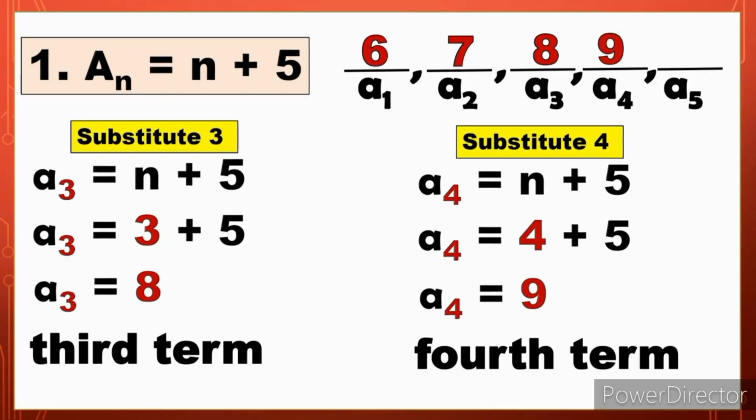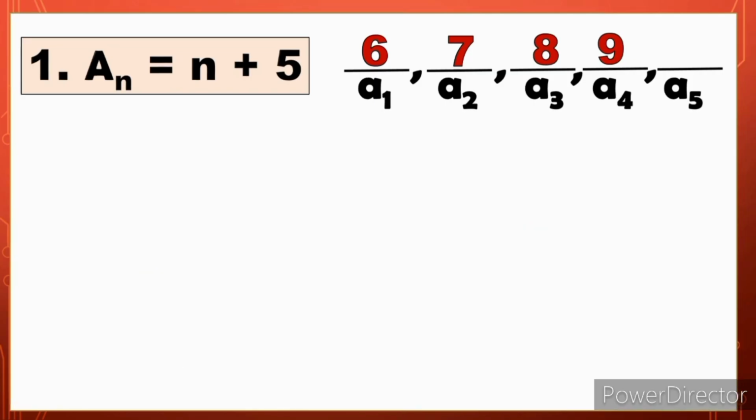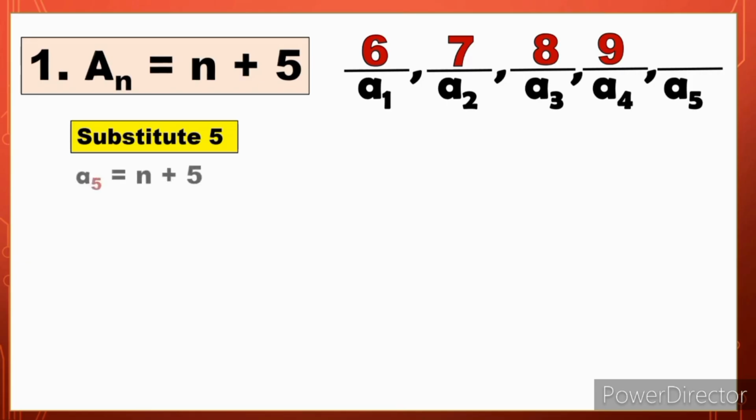Okay, next. So, let's have a sub 5. To find the a sub 5 or the fifth term, we substitute 5. Okay, so we use the formula or we use the rule a sub n equals n plus 5. Substitute 5. So we have a sub 5 equals n plus 5.